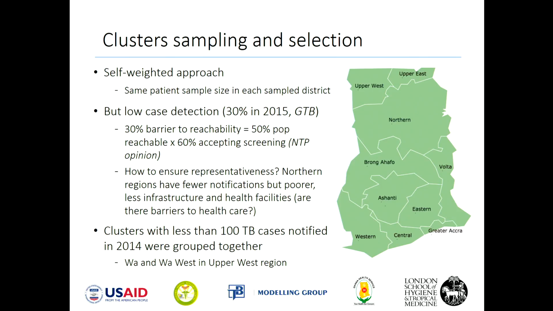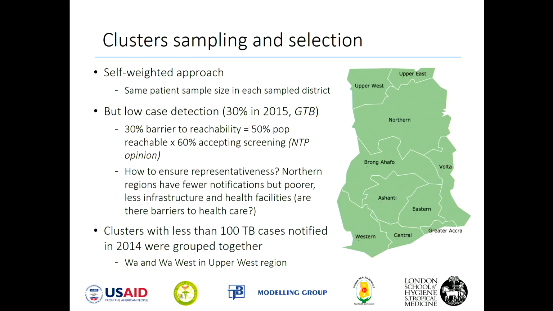What the prevalence survey has shown is that Ghana has a generalized epidemic, but we also know that regions in the north of the country have the lowest notification, and that there are huge barriers to accessing care. An example is that the NTP thinks there's a 30% barrier to reachability, because only 50% of the population is actually reachable by the health service, and 60% of them accept screening. So we were worried that we wouldn't be giving a true picture during the survey.